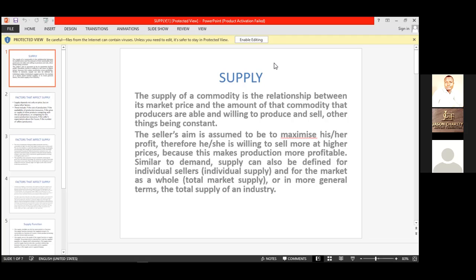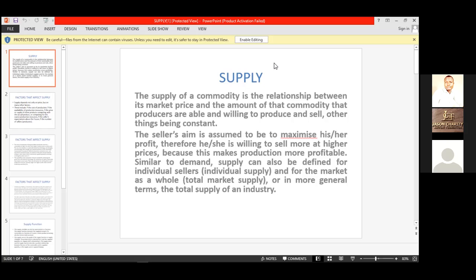Therefore, he or she is willing to sell more at higher prices because this makes production more profitable. That means you are going to make more profits if the price increases. Similar to demand, supply can also be defined for individual sellers, that means individual supply, and for the market as a whole, or total market supply.